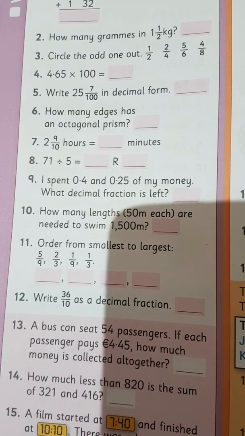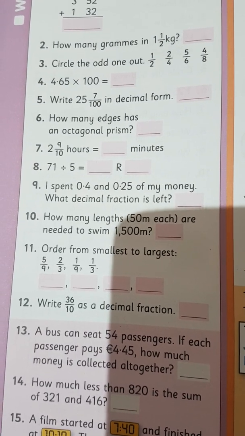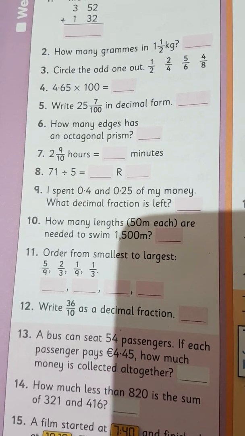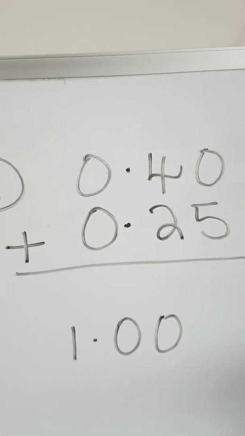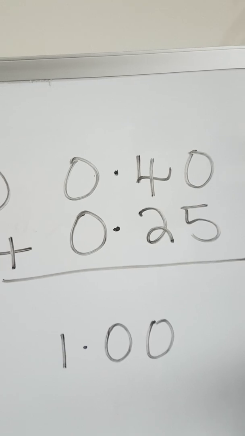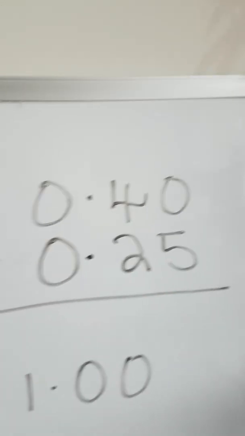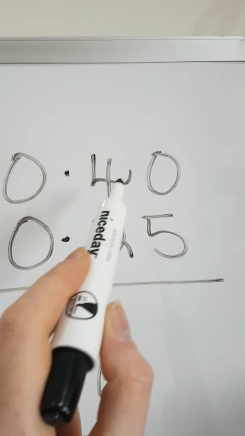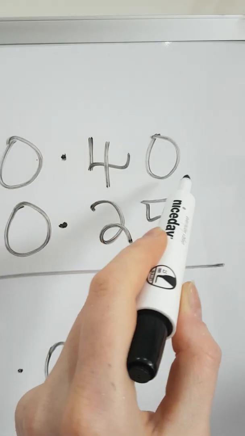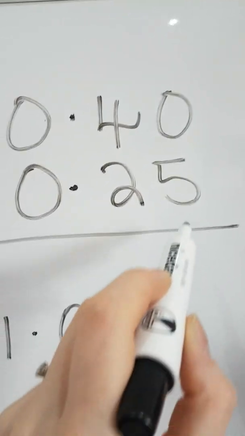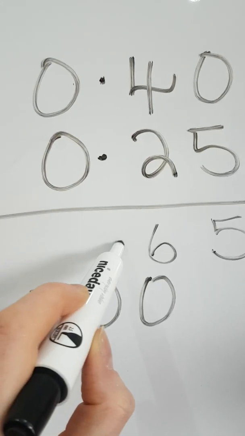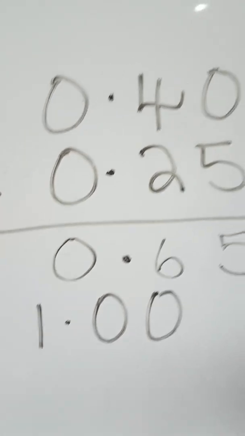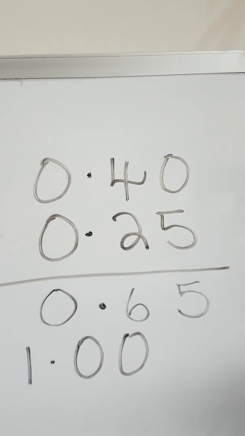Question 9. I spent 0.4 and 0.25 of my money. What decimal fraction is left? So first thing I'm going to do is add my 2 decimals, which we were doing last week. So I'm going to write 0.4 as just 0.40, adding in my 0 there just to help me. So 0 and 5 is 5, 4 and 2 is 6, down your decimal, and then 0. So 0.65 is what they spent.